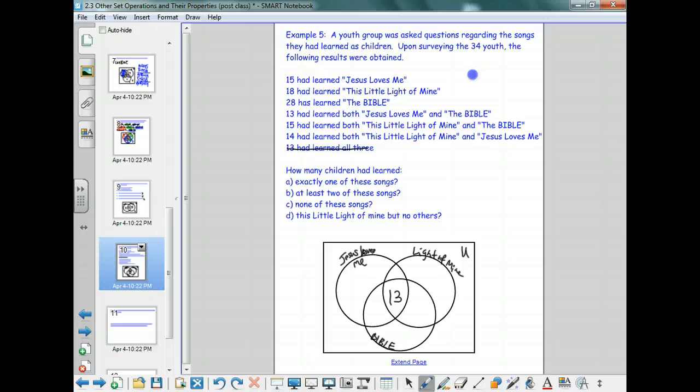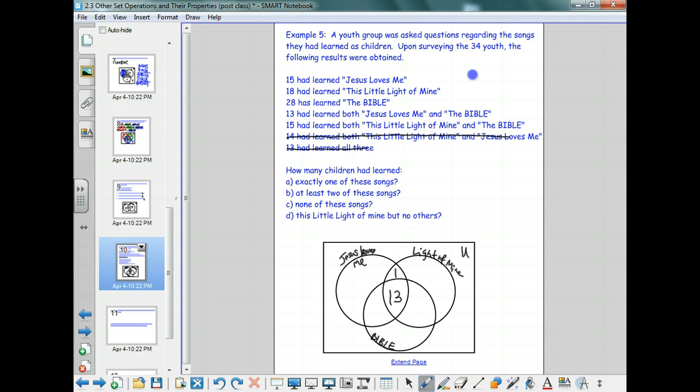The next one up from that says, 14 had learned This Little Light of Mine and Jesus Loves Me. What's it tell you to do? Okay, 14, and I'm going to subtract 13, which is going to give me 1. Where's the 1 going to go? The top middle, right? Make sense? Okay, so I'm going to put a 1 here. I already did that one.